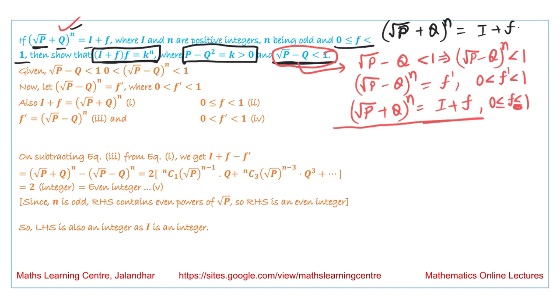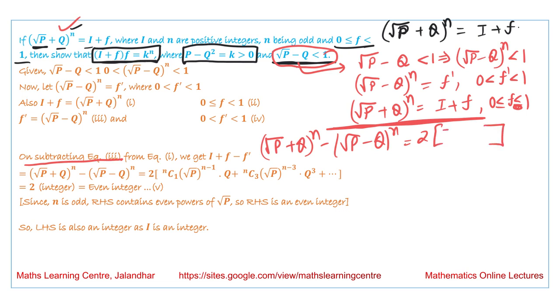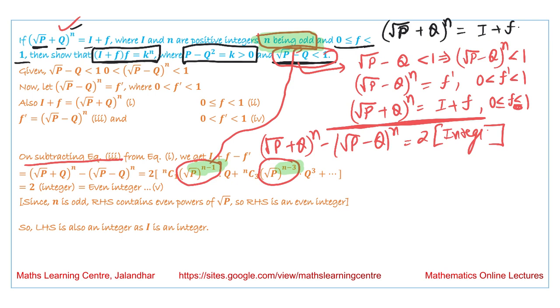In this case we are subtracting these two equations, and we will obtain square root of p plus q raised to the power n minus square root of p minus q raised to the power n, that is equal to 2 times some integer value, because in this case what we are left with is square root of p raised to the power n minus 1, square root of p raised to the power n minus 3. Why? Because it is being given that n is odd, that is why we are subtracting these terms. We are left with the powers n minus 1, n minus 3, and these are now the even powers. So square root p raised to some even number will give us p raised to some power, so it will be an integer value. So we are saying that this is equal to an even integer.